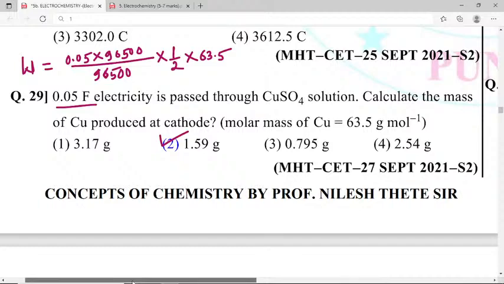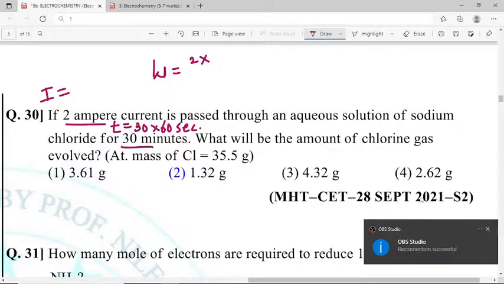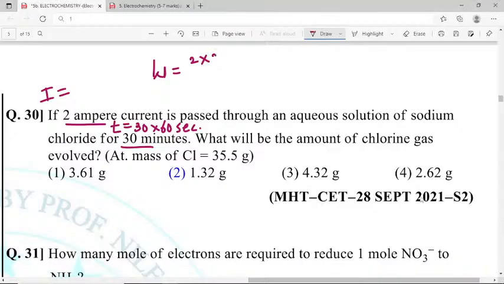First we have to convert the Faraday into coulomb. How to convert to coulomb? Current in ampere, 2, multiplied by time in seconds. So this is 30 multiplied by 60. This whole divided by 96500 and this multiplied by, what is the mole ratio of the chlorine gas? So chlorine is 1 by 2 multiplied by the molar mass of chlorine, 35.5. If you solve all this, you will get 1.32.